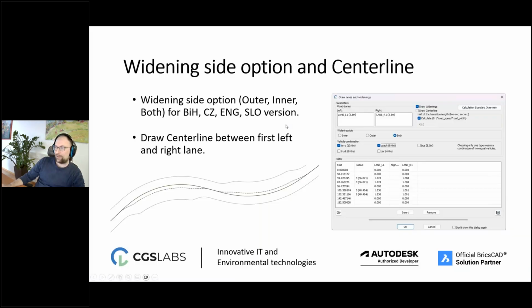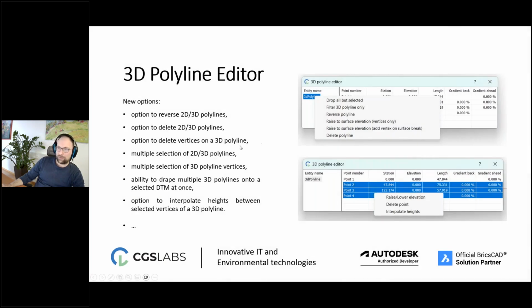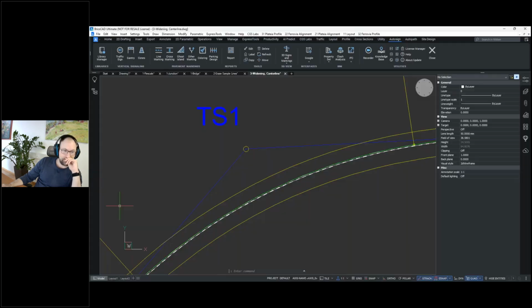Okay, then let's move on. We go to the 3D Polyline Editor. So we have made quite a bit of improvements here. This command is available in the side design module. So let's see what we have added here.